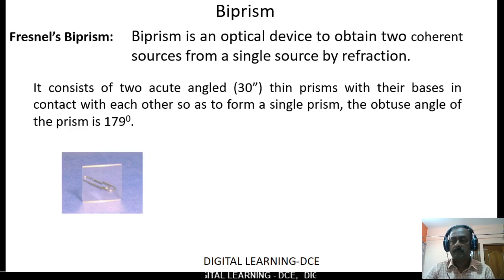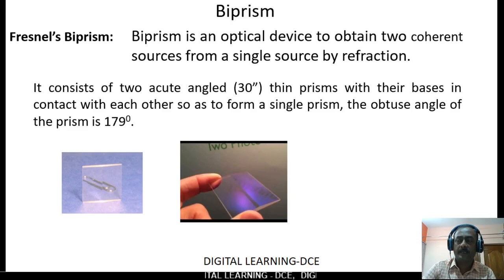In practice, a thin glass plate is taken and one of its faces is ground and polished till a prism is formed, as shown here, with an obtuse angle of about 179 degrees and two side angles of the order of 30 minutes. These two images illustrate real biprisms.